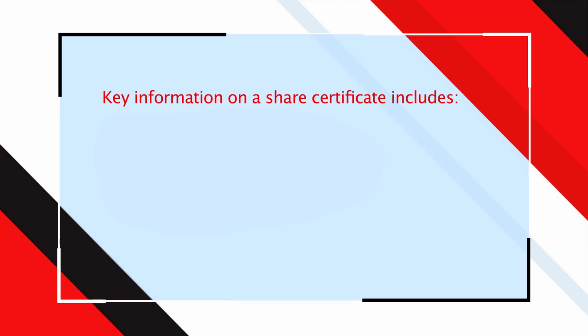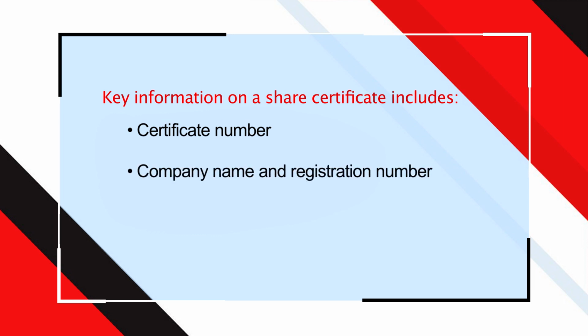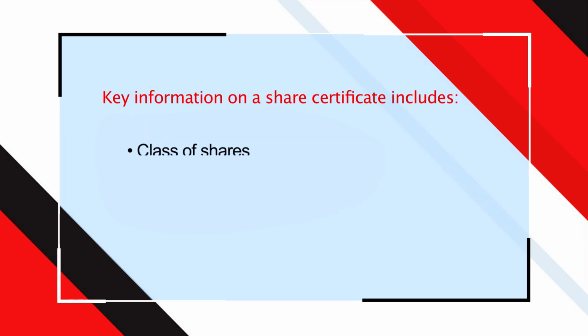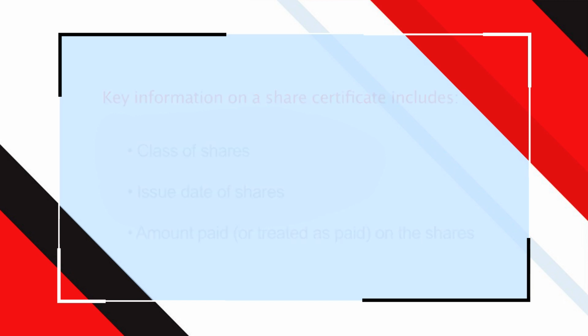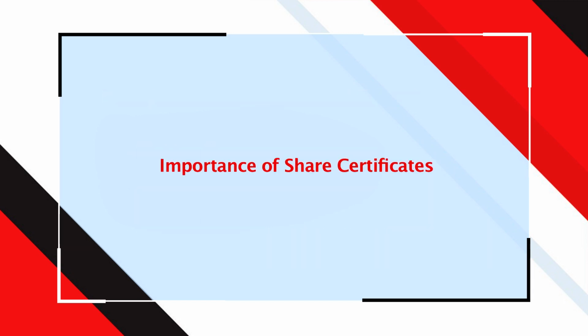Key information on a share certificate includes, number 1, the certificate number, company name and registration number, shareholder name and address, number of shares owned, class of shares, issue date of shares, and amount paid or treated as paid on the shares. Now, dear students, what is the importance of a share certificate? Share certificates serve as evidence of ownership of shares. If we compare them to the purchase of a property, a certificate serves as a certificate of title. Hence, it is essential that all the information on the certificate is correct.